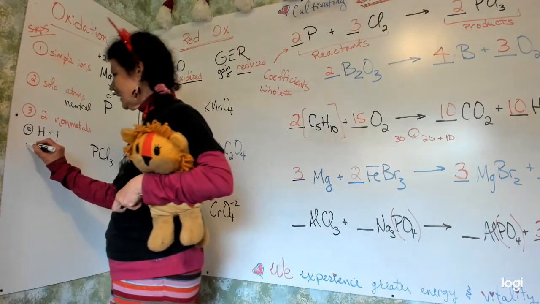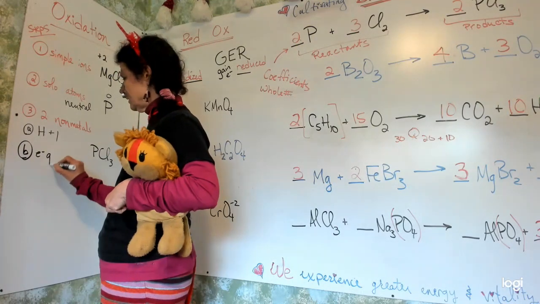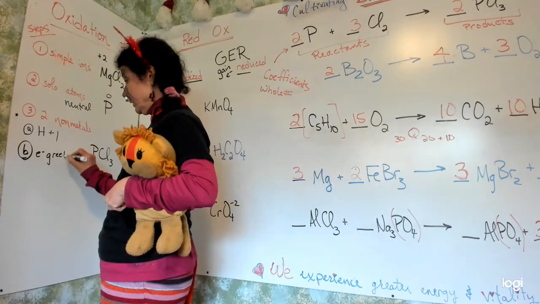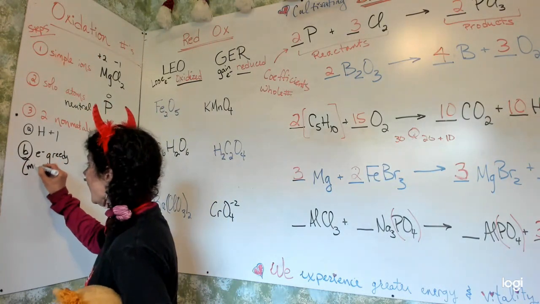So step B, the electron greedy one. Do you remember the word for electron greed? The one that is more electronegative.